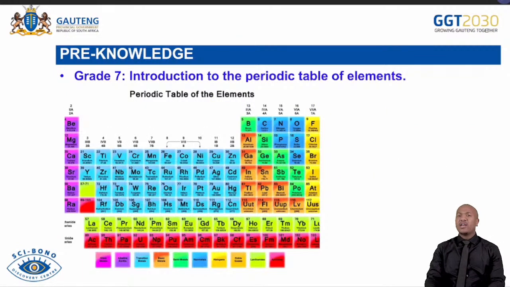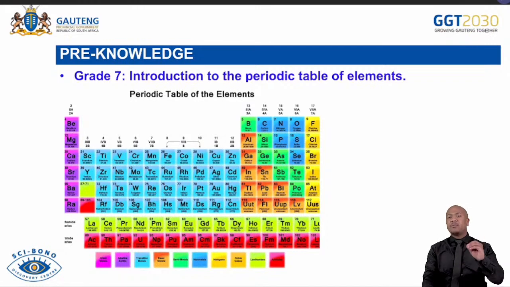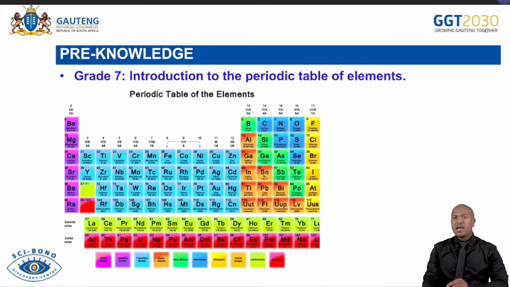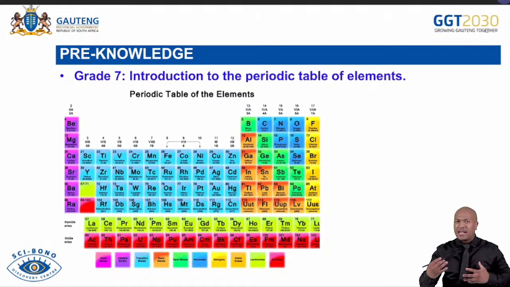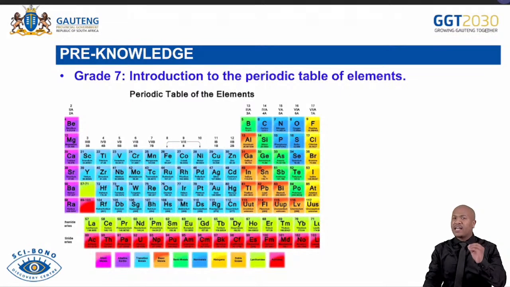Right. Pre-knowledge. This is what we have done prior to today's lesson, right? So we use such information to build the foundation for our lesson. So you remember in grade 7 we did introduction to the periodic table of elements. We were talking about the elements like your hydrogen, oxygen, and so on, right? So we said this periodic table has a list of all the known elements so far. And we said that there are 118 so far.